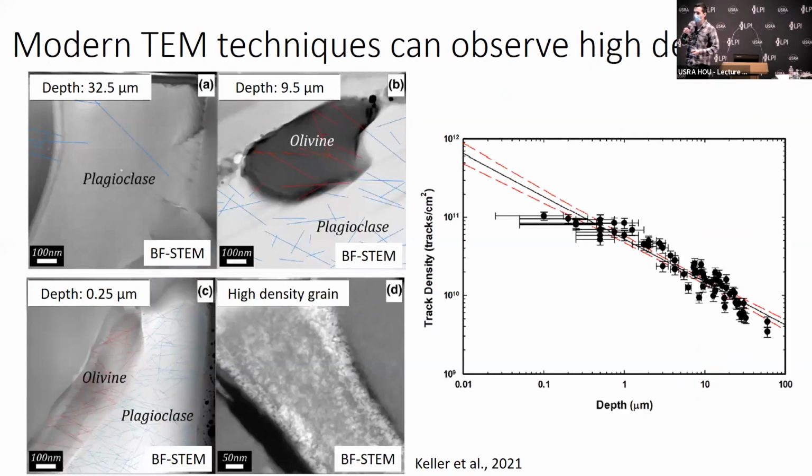Recent work by Keller et al. 2021 was able to observe these higher track densities using modern TEM techniques. Some examples of these high track densities are shown here. We have 10^10, 10^11 tracks per centimeter squared, and a very high track density grain here. And with this, they were able to develop a new production curve, as well as a new track production rate of 44,000 tracks per centimeter squared per year.